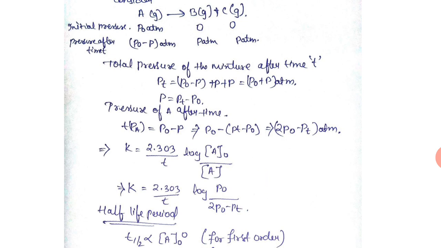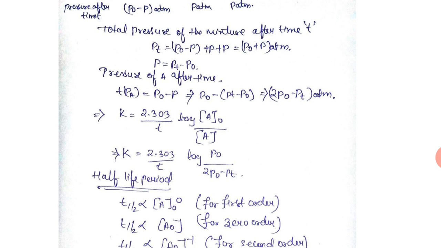is Pt equal to P naught minus p plus p plus p. So we get P naught plus p atmosphere. So p is equal to Pt minus P naught. The pressure of A after some time is P naught minus p. So the pressure of A after time t is 2P naught minus Pt atm.